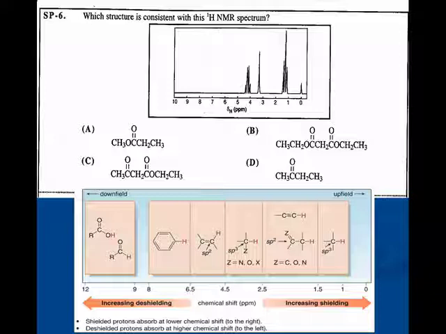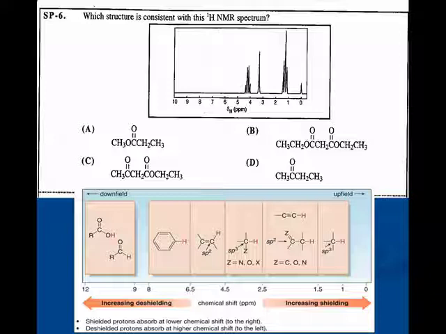Which structure is consistent with this NMR spectrum? What do we start with? What's the first thing we do? Draw a line at 5. Does that help us here? Doesn't help us here, but we're going to draw a line at 5, right? What's the next thing we're going to do? We're going to count the number of unique proton environments. How many do I have?